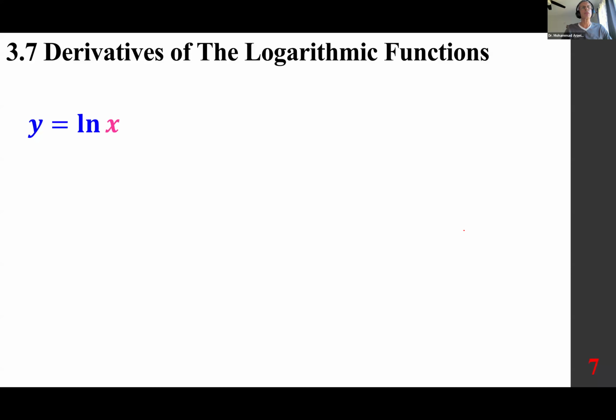So having said that, section 3.7, derivatives of the log functions. We want to differentiate y equals ln x, and we don't know how to. We haven't done that. However, we know how to write it in an exponential form. e to the power of y is x, and that we can differentiate implicitly, everybody.